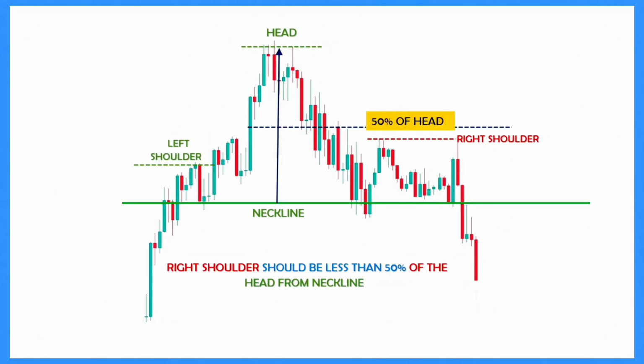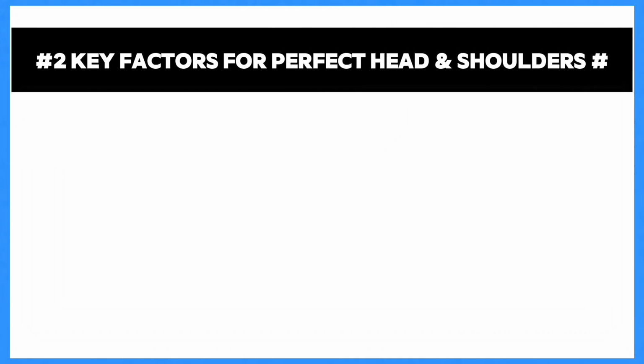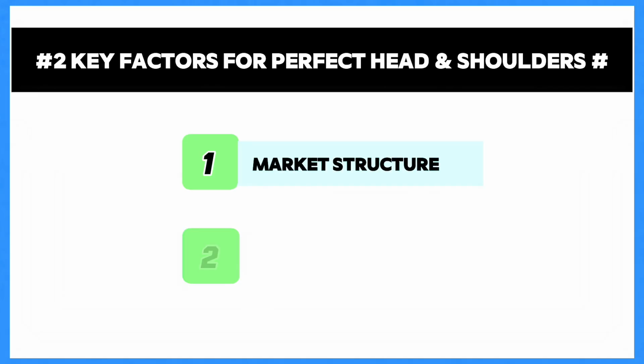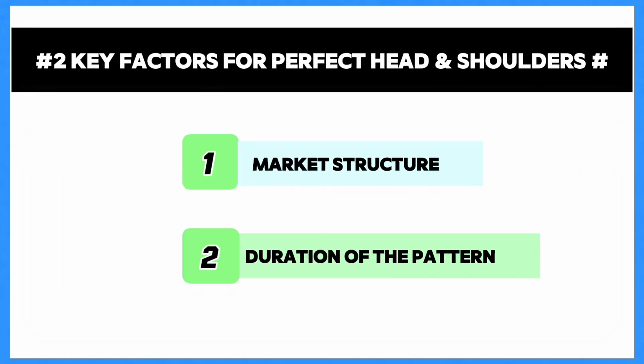So ideally, the right shoulder should be shallow, and it should stay below 50% of the height of the head. Other than this, there are two more key factors to watch for when choosing the best head and shoulders setups. 1. The market structure, and 2. The duration of the pattern. Let's start with market structure.